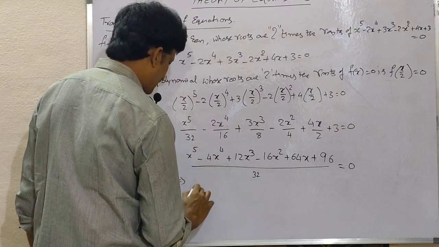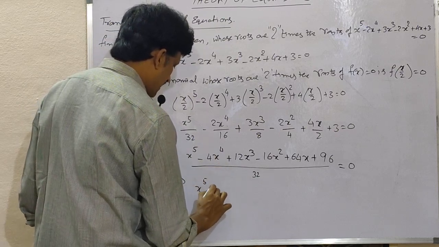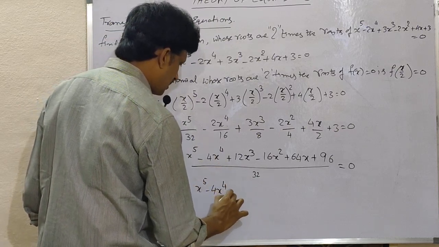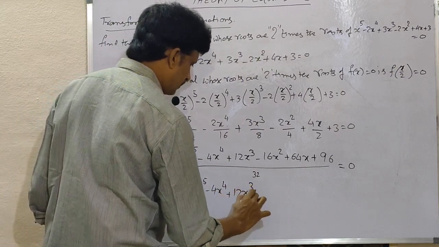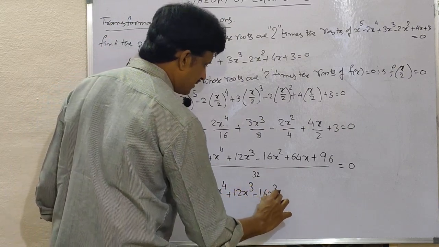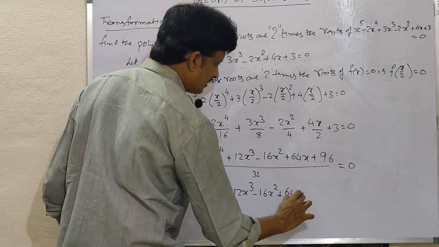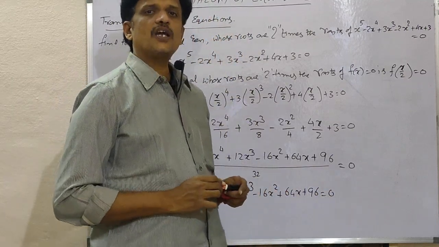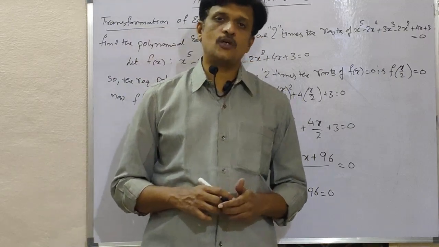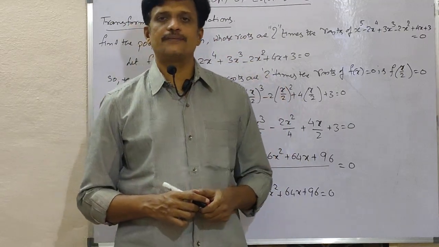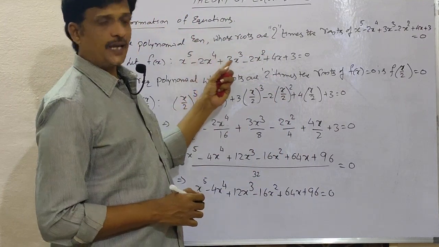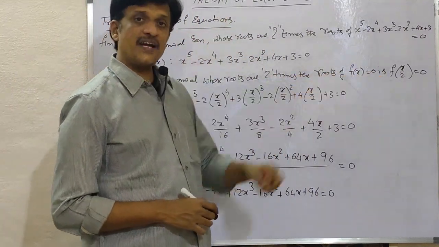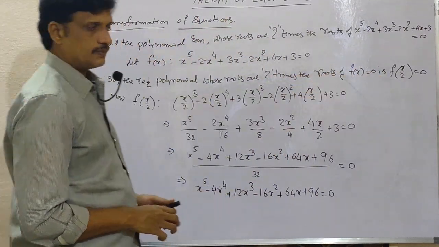So the required polynomial will be x power 5 minus 4x power 4 plus 12x cube minus 16x square plus 64x plus 96 equal to 0, is the required polynomial whose roots are 2 times the roots of the given fifth degree polynomial. Since each root is 2 times, required one is f of x by 2 equal to 0.